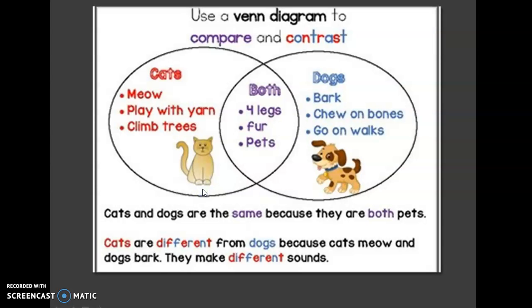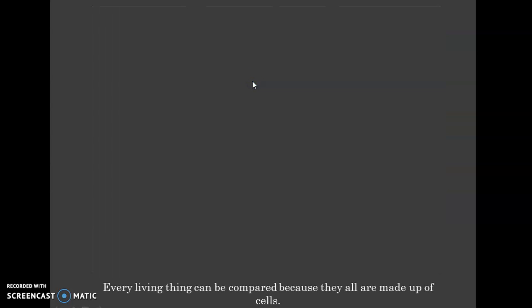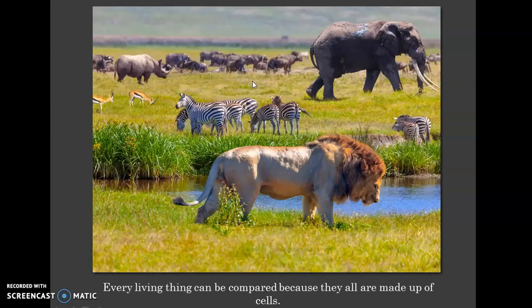We get to the Venn diagrams. You've seen this enough, right? Comparing and contrasting cats and dogs. I just don't want you to forget about this because it's a cool tool to understand how cats and dogs are different, but also how they're the same, how they're compared. We talked about this picture and all these living things, the elephants, the zebras, the rhino, the lion. But don't forget about these plants, right? They're alive too. And that's how all living things can be compared.